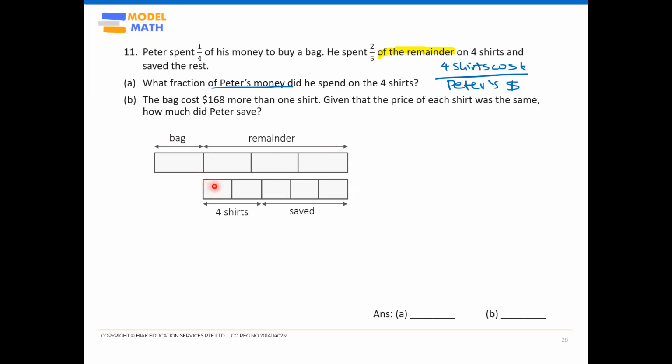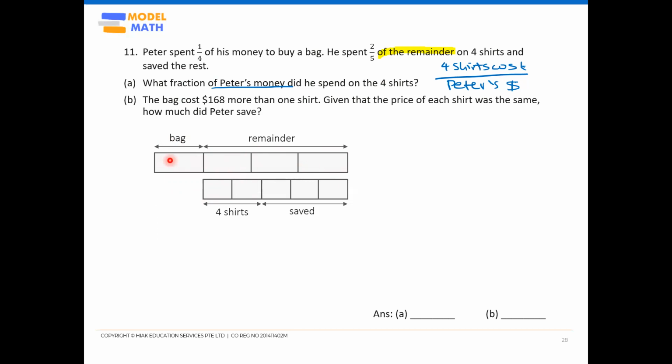Okay. Now, however, if you look at the 4 shirts model as well as the whole money that he has, the unit sizes are different. The top layer obviously has bigger size units. The bottom layer has smaller sized units. Hence, it is not fair to just say the fraction is 2 units out of 4 units. This is wrong.